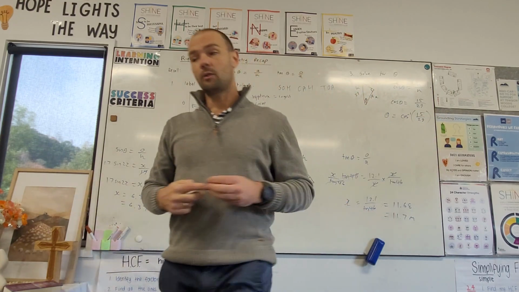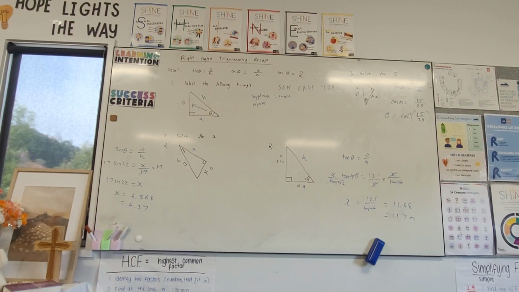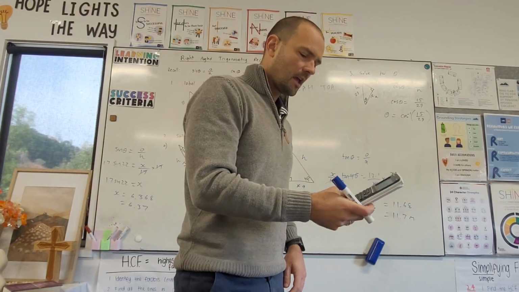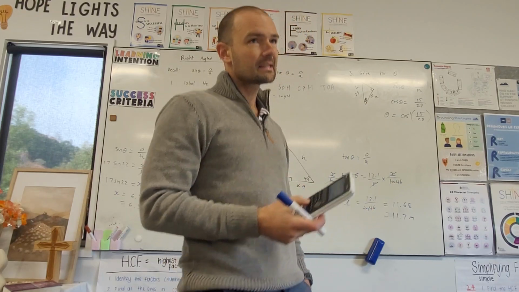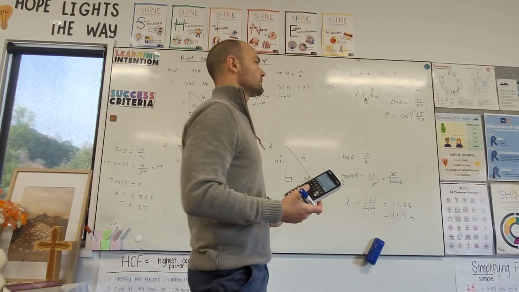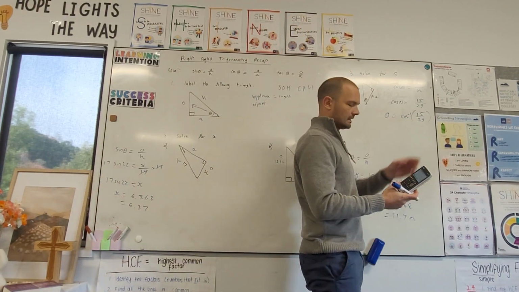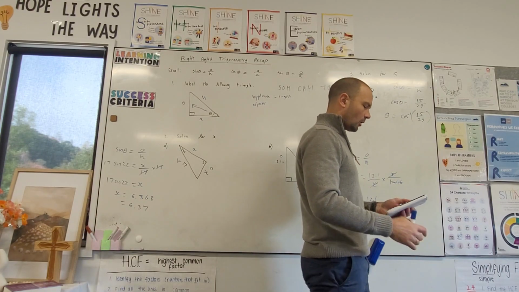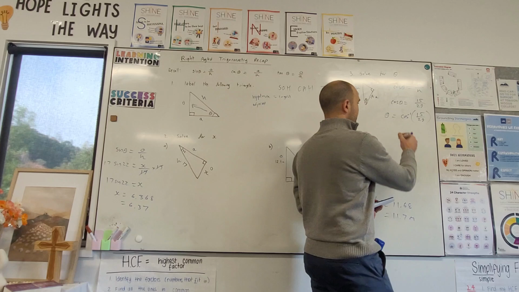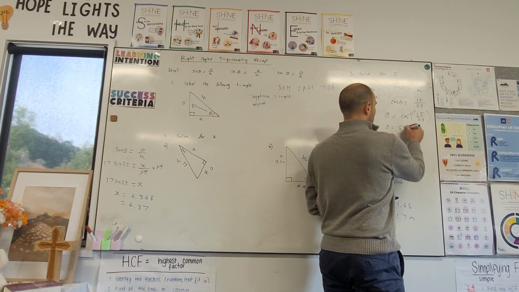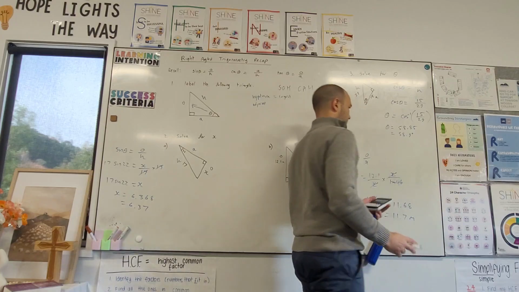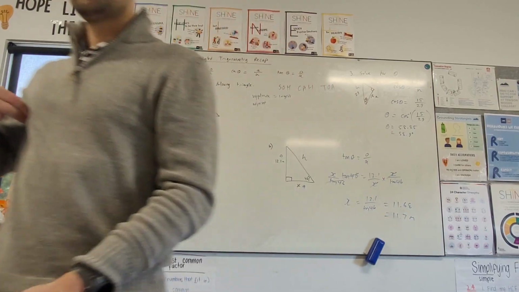The way we do that on our calculator is we press shift and then the cosine button, shift cos, and we need to use brackets, or use a fraction. Brackets is safe, you can use both if you want. 15 on 29, and we've got 58.85, which is 58.9 degrees. Very good.